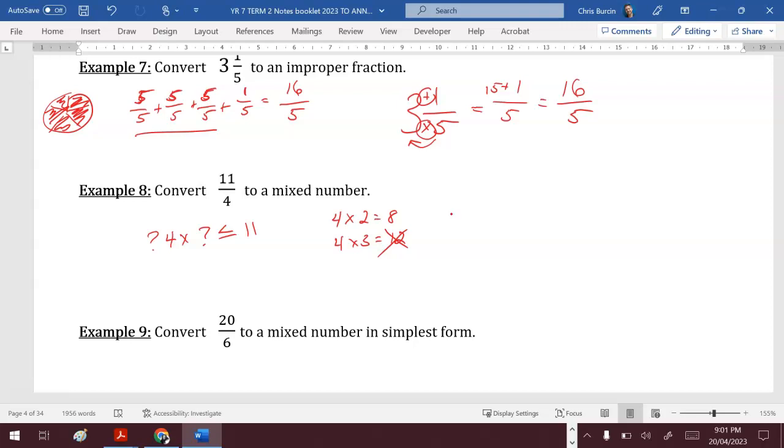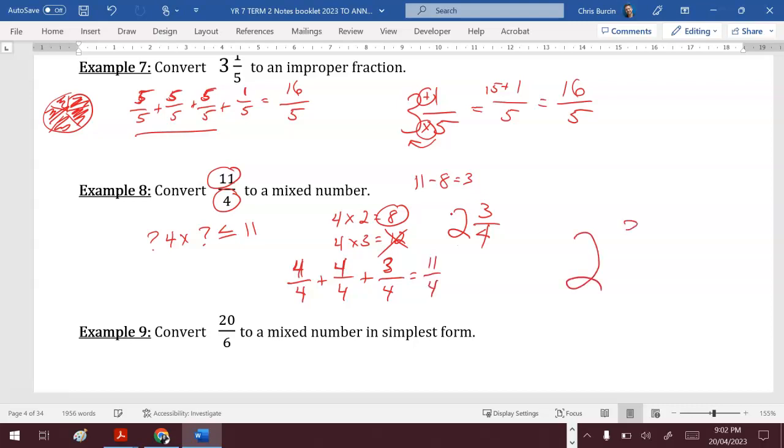So my mixed number is going to be 2 as the whole number. And my fraction, let's see, what's the difference between 11 and 8? 11 minus 8 is 3. So I'm going to have 3, what was my denominator? 3 fourths. Now there's two ways we can check this. If I have a whole number 2, then I would have 4 fourths, that's 1, plus 4 fourths, that's 2, plus 3 fourths. 4 plus 4 is 8 plus 3 is 11. We did it.